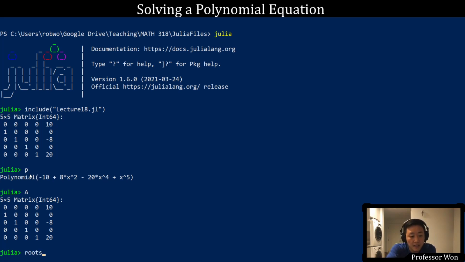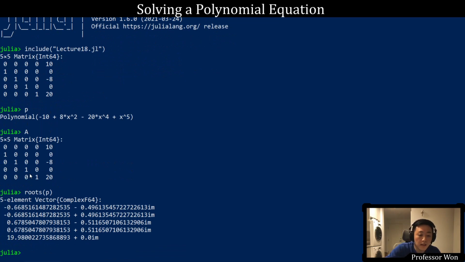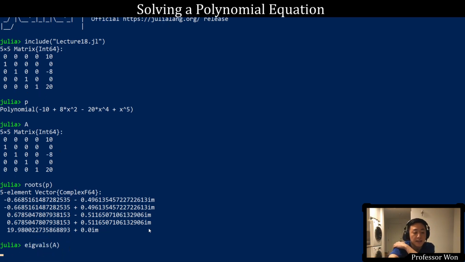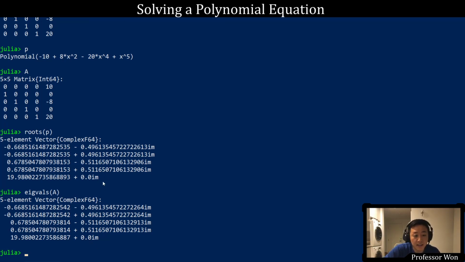So let's take a look at the roots of P by just typing in roots, open parentheses, P, close parentheses. And Julia gives it to us as a vector. So notice that this is a complex conjugate pair of roots. This is a complex conjugate pair of roots. And this is a real root just a little bit below 20. So that's what we expect for the roots of the polynomial P. We also know how to find the eigenvalues of the companion matrix. Just type in eigvals A. And you'll see that you get exactly the correct eigenvalues for A. So at least in this example, the thing that we claimed was the companion matrix does have the correct eigenvalues, exactly the roots of P.